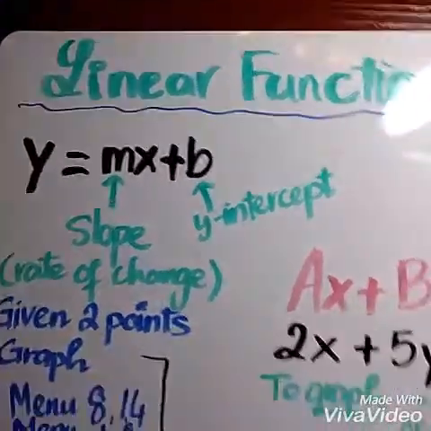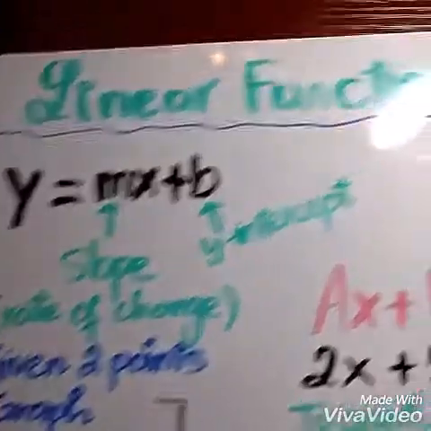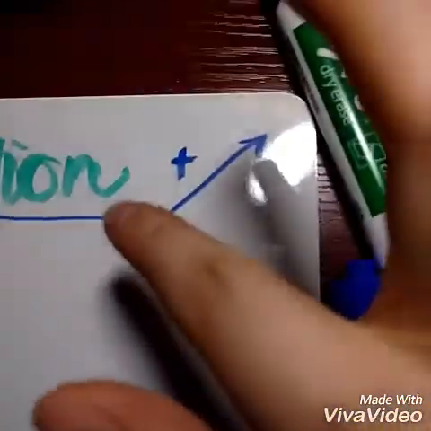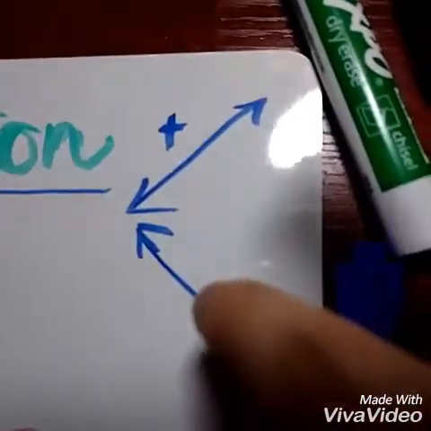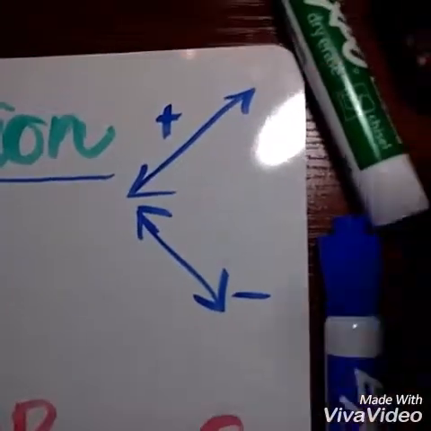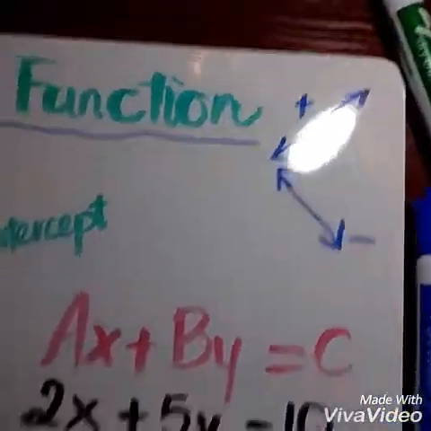Okay, let's review linear functions. Anytime you see the keyword "linear," it just means that they're giving us a line. If your line is going up, your slope is positive. If your line is going down, your slope is negative. Remember, we always look from left to right to see if it's going up or going down.